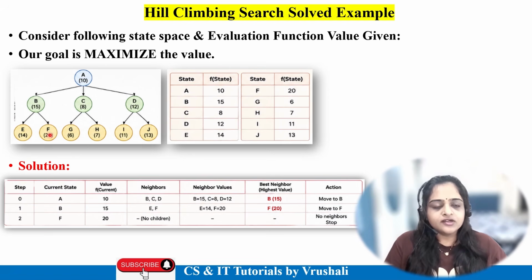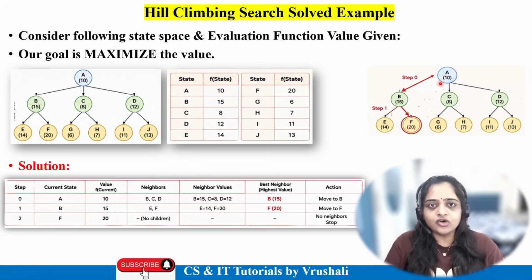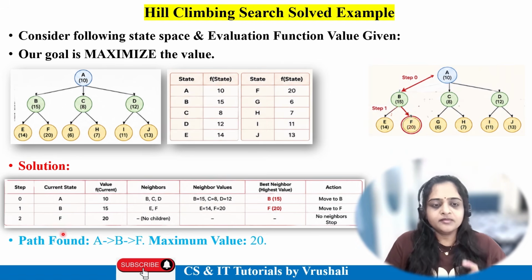Now from F, there are no child nodes, right? There are no nodes left to explore. So stop here. There is no neighbor, so stop. Basically you have to find the path as per the maximized value. See, from A to B that is 15, B to F that is 20. Means your path is A, B, F and the maximum value you reach is 20. So this is called the hill climbing search algorithm, to find the best possible path by taking the maximum evaluation value.